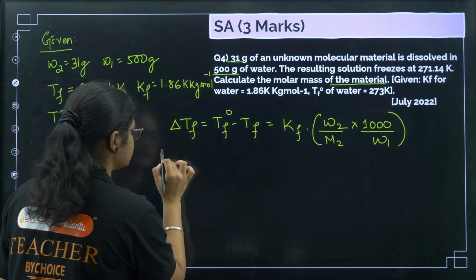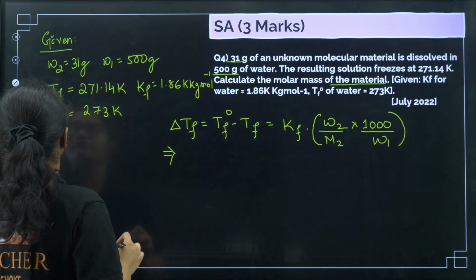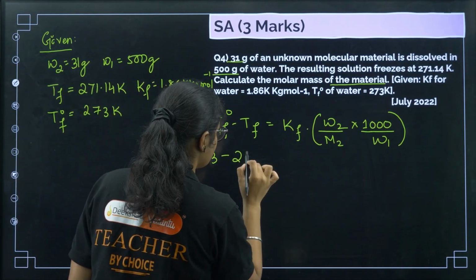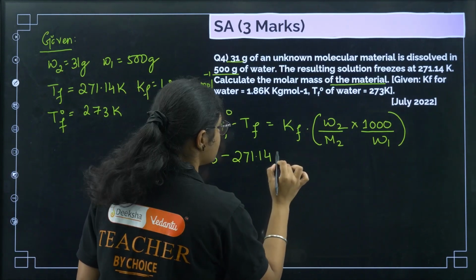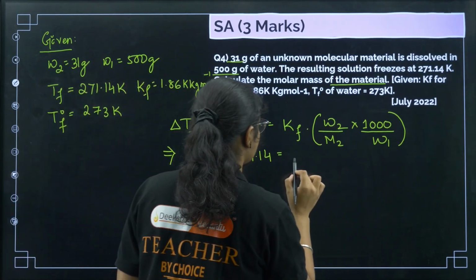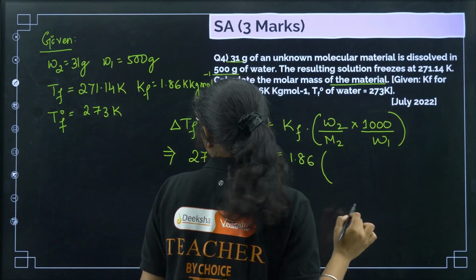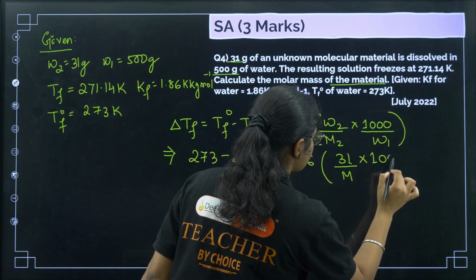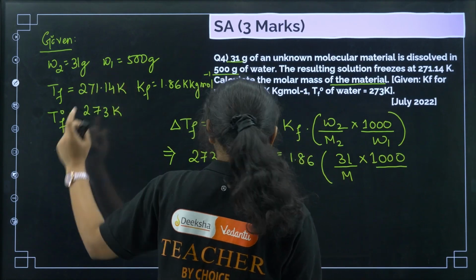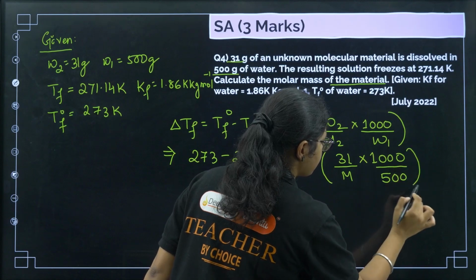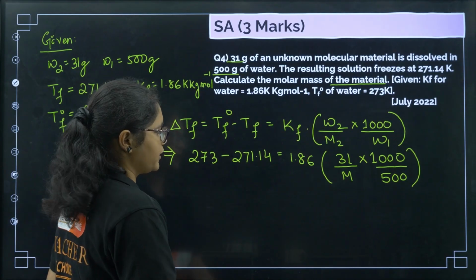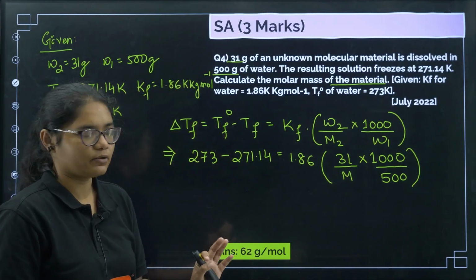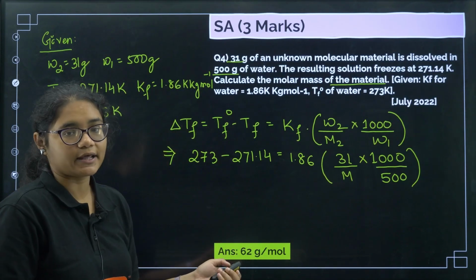Substituted correctly. Now let us see, delta TF is how much? T0F is 273 minus TF, 271.14, is equal to KF, 1.86, into molality: W2 is 31, then M2 into 1000 by W1, 500. Now if we solve this, you will be able to calculate the molecular mass, and something around 62 gram per mole you will be getting. Just check the calculation and see if you are getting the correct answer or not.